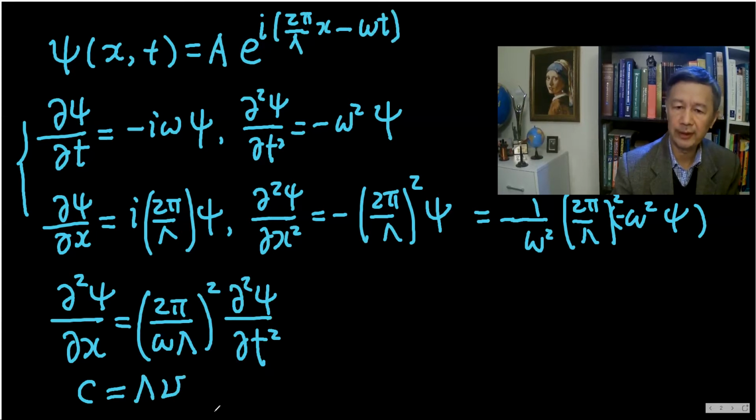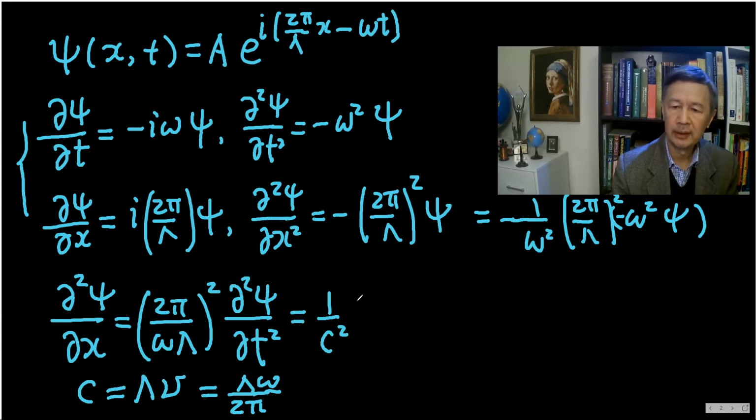Okay. What is the frequency? If you rewrite this frequency as omega, then you are obliged to divide that by 2 pi omega. Okay. So you can see that this factor is just the reciprocal of the wave speed squared, c squared in this case.